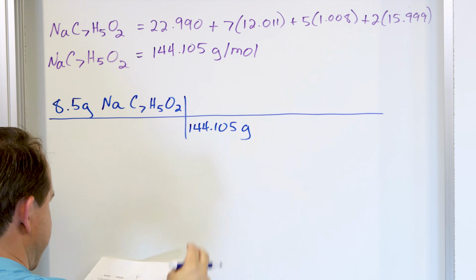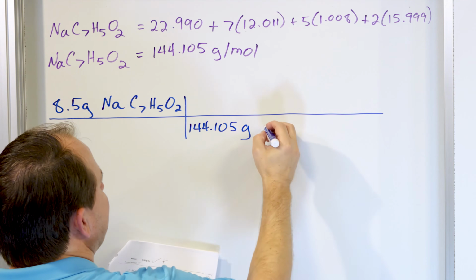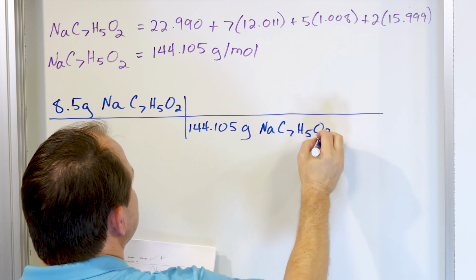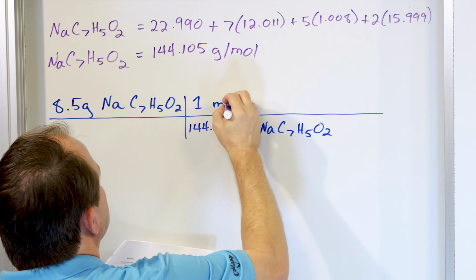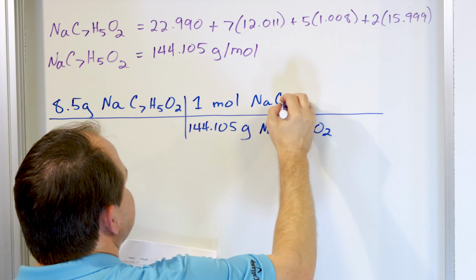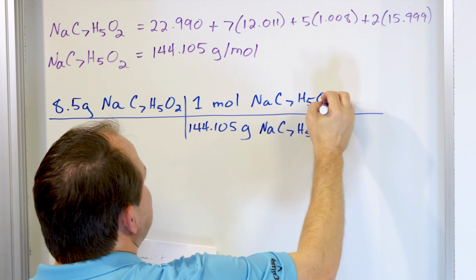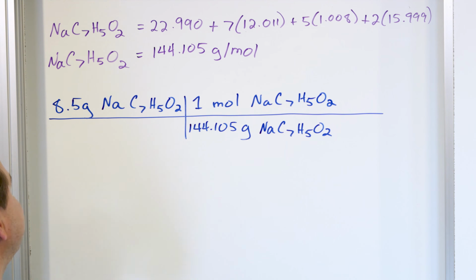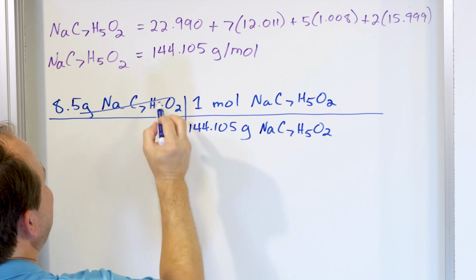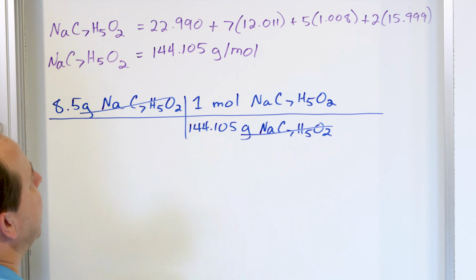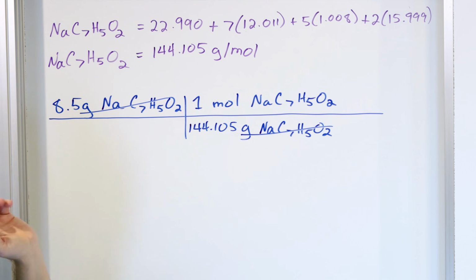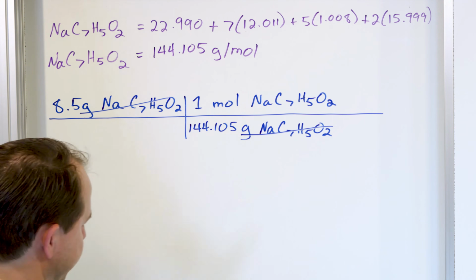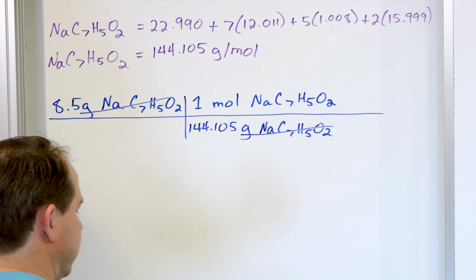144.105 grams. Grams of what? Grams of NaC7H5O2 for every 1 mole of what? NaC7H5O2. And I know you're rolling your eyes. You're saying, why do I have to write this down every time? You're just going to have to trust me that you will make fewer errors if you do that. Now, the grams cancels with the grams. So if you do this division here, just the way it sits, you're going to calculate the number of moles of this molecule. But that's not what we want.